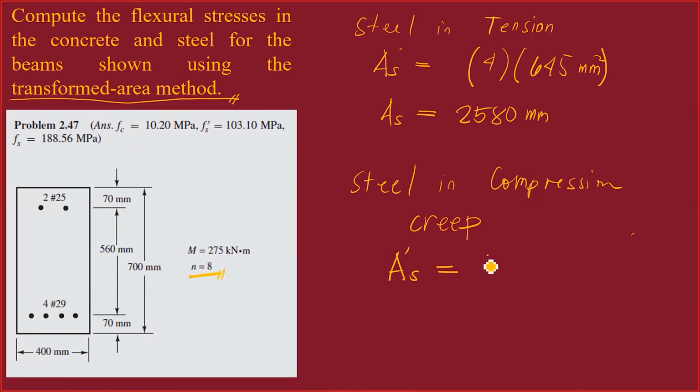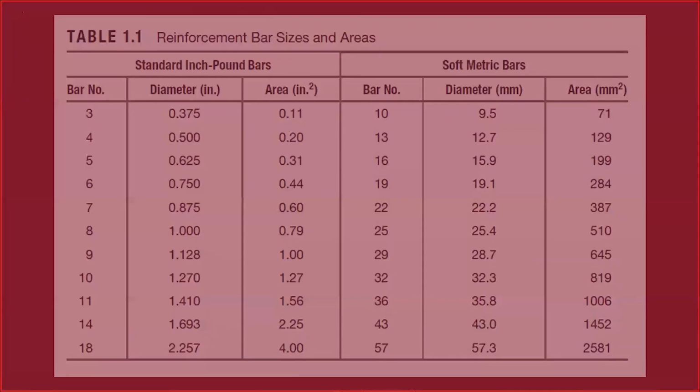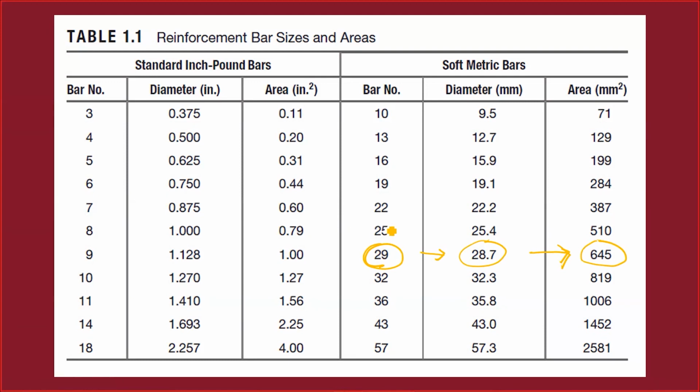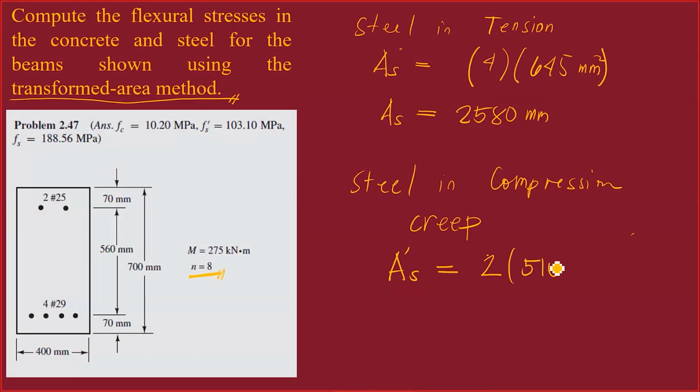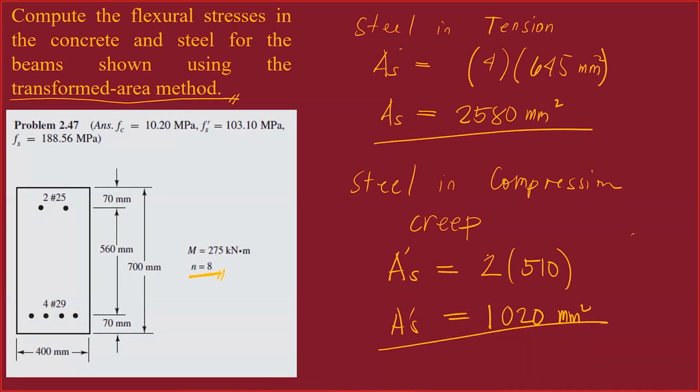This is two number 25 bars. The area of a number 25 bar is 510. So we multiply 2 times 510, which is equal to 1020 mm squared. So this is your value for AS prime, the area of steel in compression. So these are AS and AS prime.